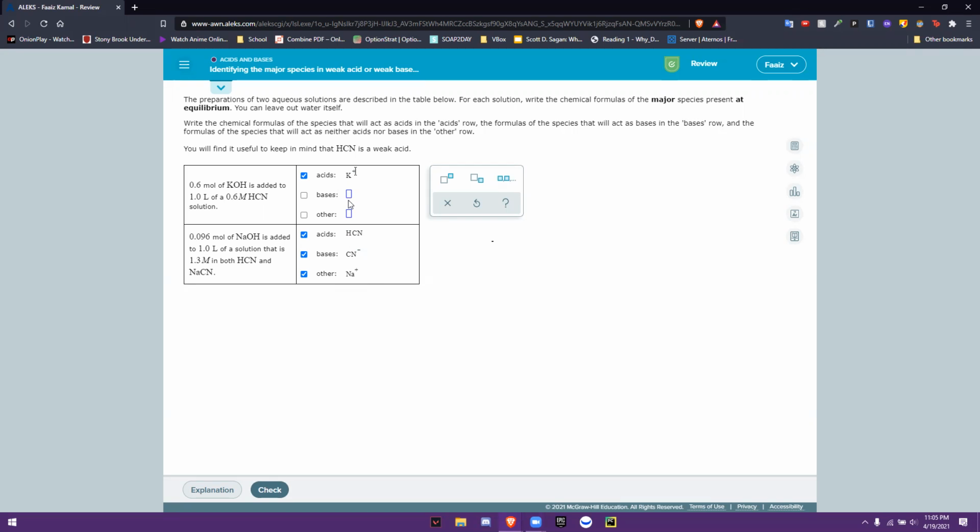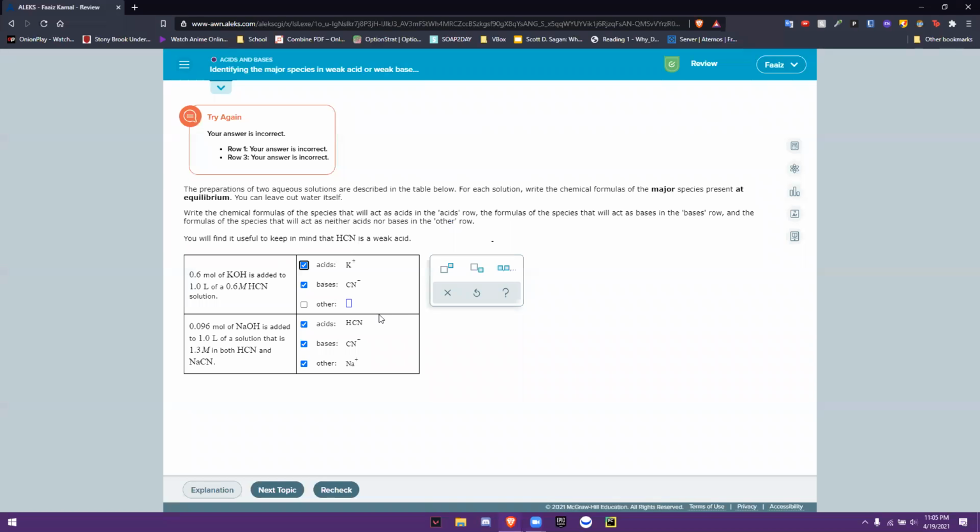And right here you had K plus and CN minus, I think. Yeah, CN minus. Oh, whoops, K plus is not an acid, it's an other. And that should be right.